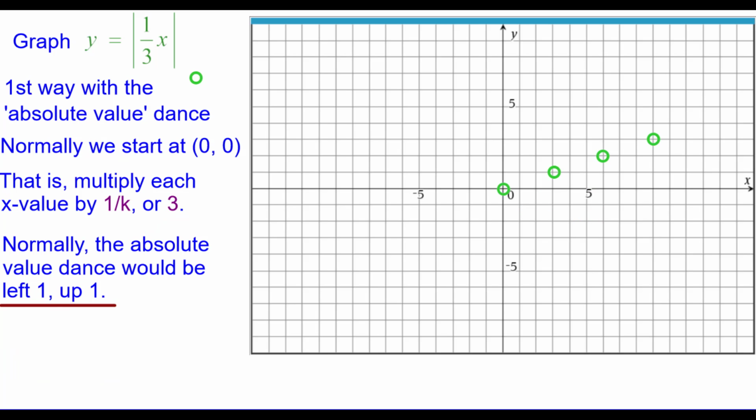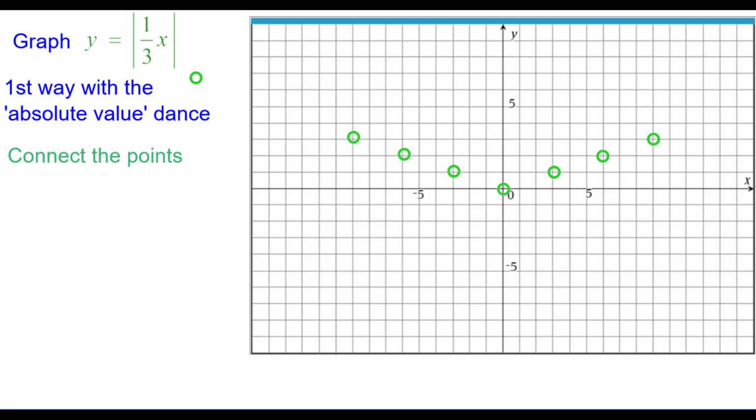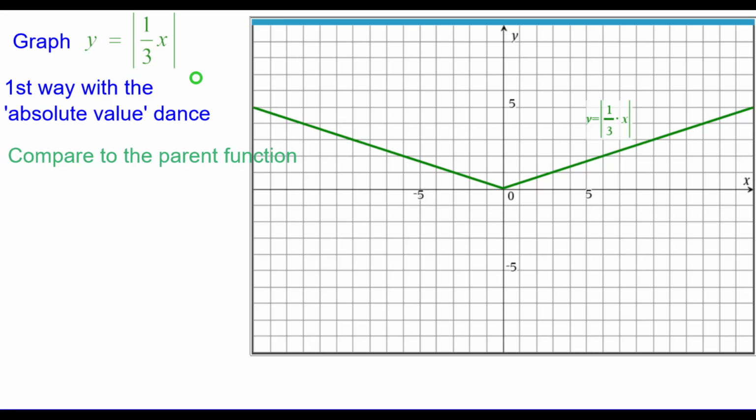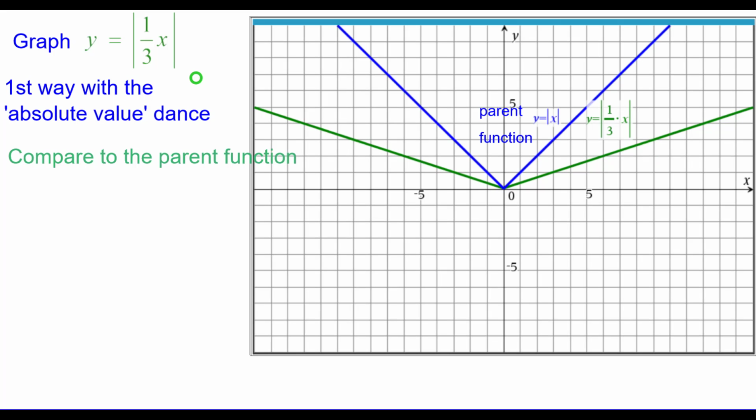Going on the other side, left 1, up 1 becomes left 3, up 1. Left 2, up 2 becomes left 6, up 2. And left 3, up 3 becomes left 9, up 3. Connect the points and compare it to the parent function y equals absolute value of x.